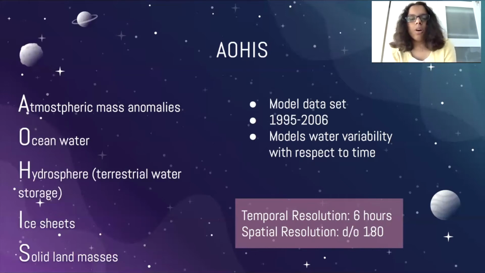The reason for a model dataset is because the GRACE data spans from 2002 to 2016, which isn't enough time to record all possible hydrological events that could happen. While the AOHIS dataset doesn't extend much beyond that time period, the similarities between GRACE and AOHIS means that we could use the AOHIS dataset to see if any model dataset could work with the GRACE data. Anjali will talk more about the similarities and differences between GRACE and AOHIS on the next slide.